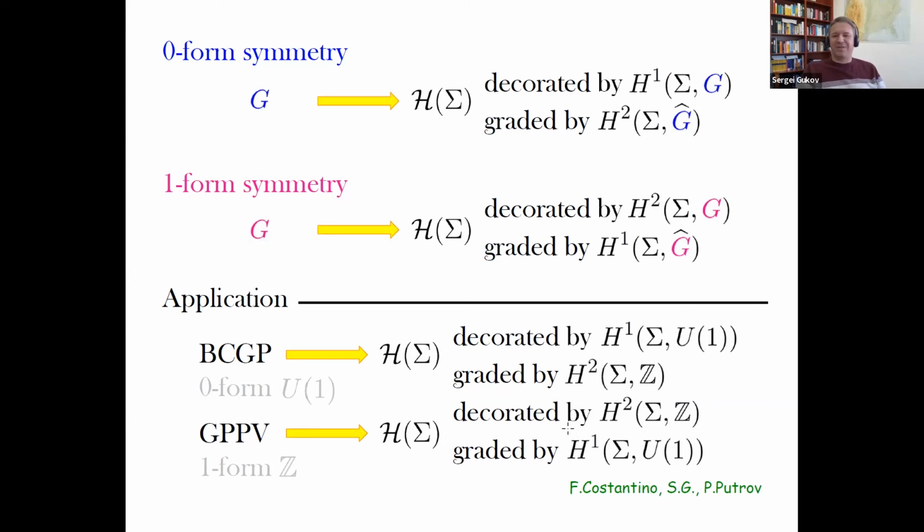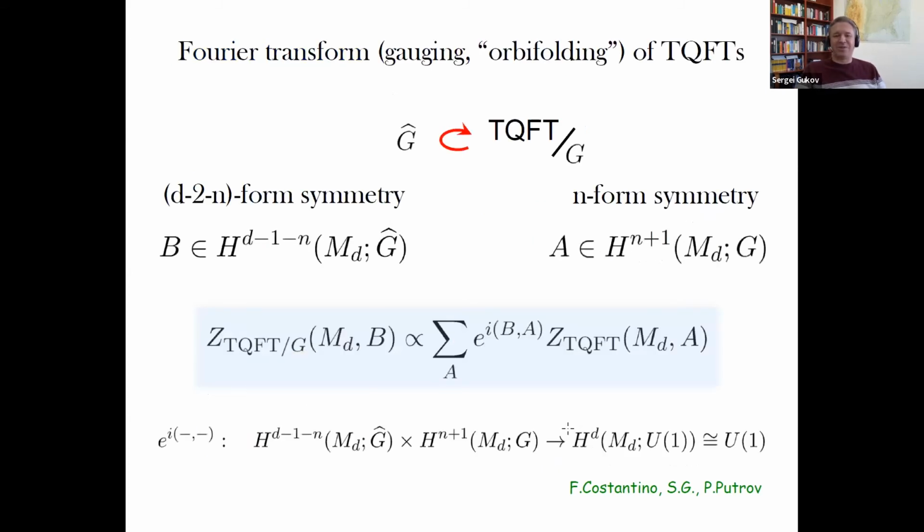So you can probably anticipate what I'm going to say next, especially since I already announced that we're looking for a connection between BCGP and Z-hat invariants. For this, I'll introduce something more non-trivial, an operation on TQFTs that allows you to start with a TQFT that has symmetry G and construct a new TQFT. So here is an interesting statement. Take a TQFT with a symmetry G, which can be any n-form symmetry in our previous notations, and simply divide by this symmetry. This is what's usually called gauging or orbifolding of a TQFT.